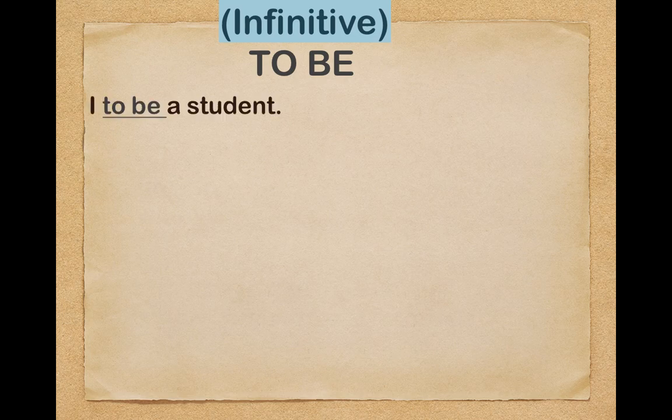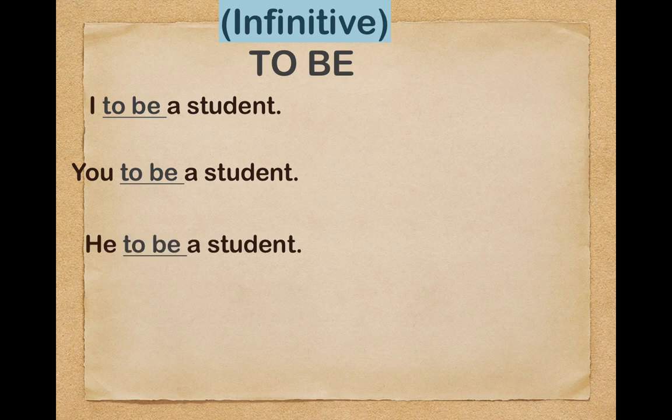If I say I to be a student, normally we wouldn't speak like that, right? We wouldn't go around saying I to be a student, or you to be a student, or he to be a student. That just doesn't really make sense in English, right? So it happens the same in Spanish. It doesn't make sense to say I to be a student, you to be a student in Spanish.